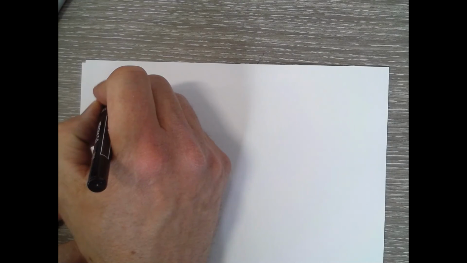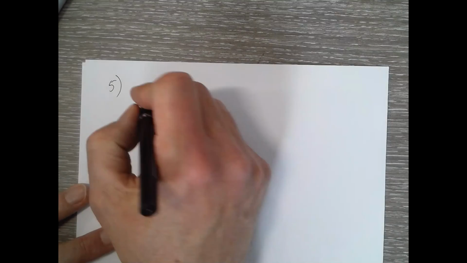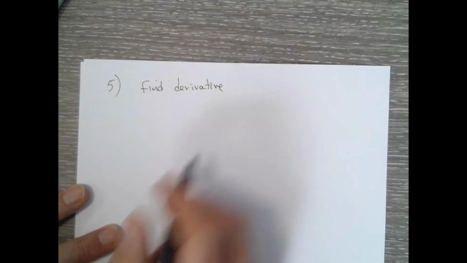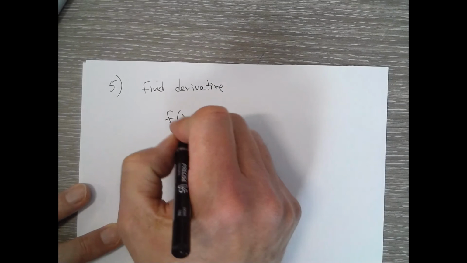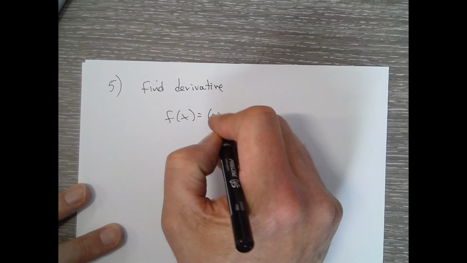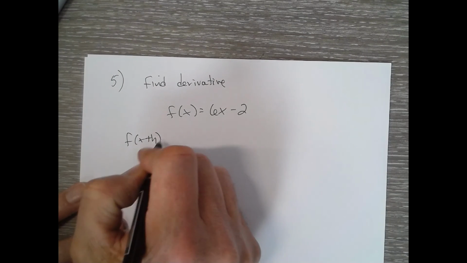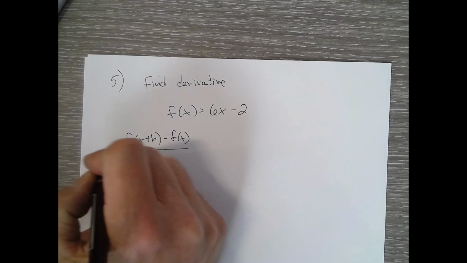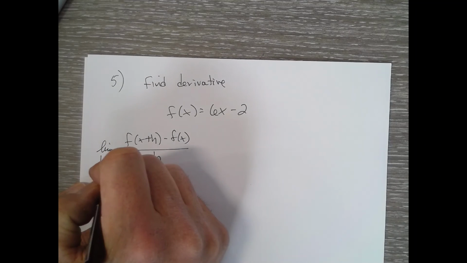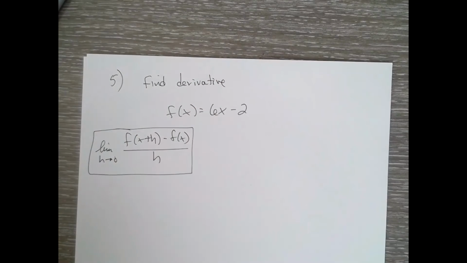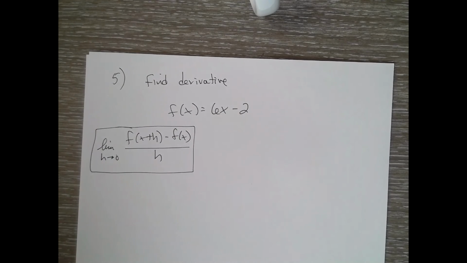We'll call this number 5. Find the derivative. Remember, f of x plus h minus f of x over h as h goes to 0. See if you can find the derivative of 6x minus 2. Who's got an answer? Anybody want to try to guess? 6? I would agree with that.